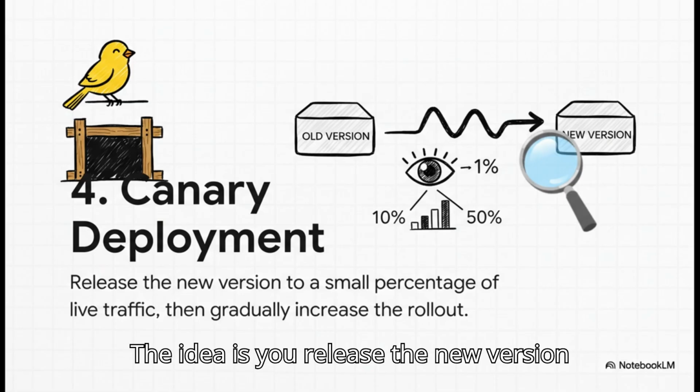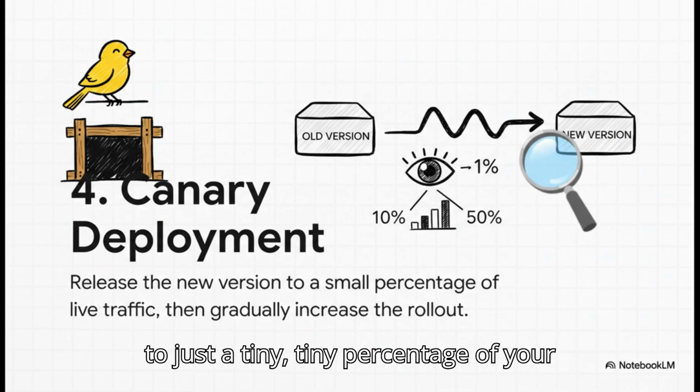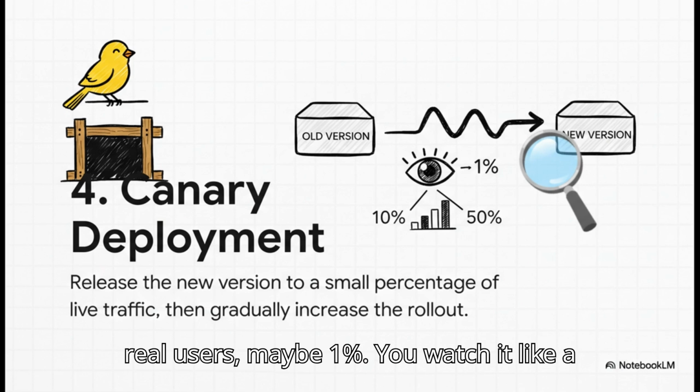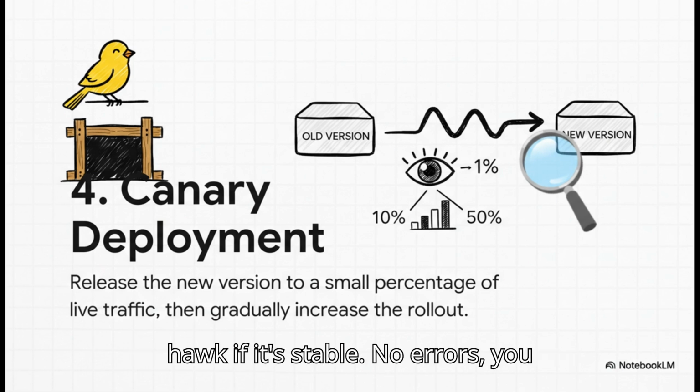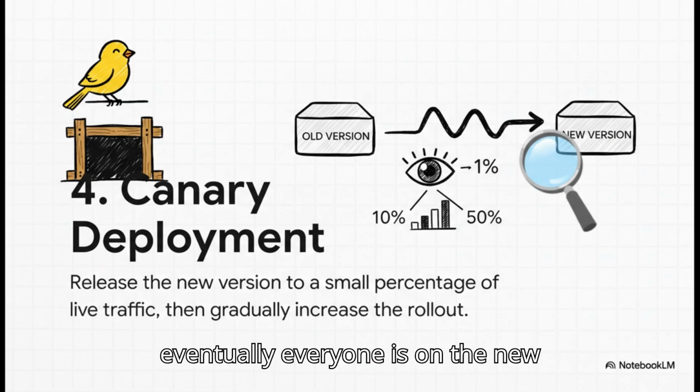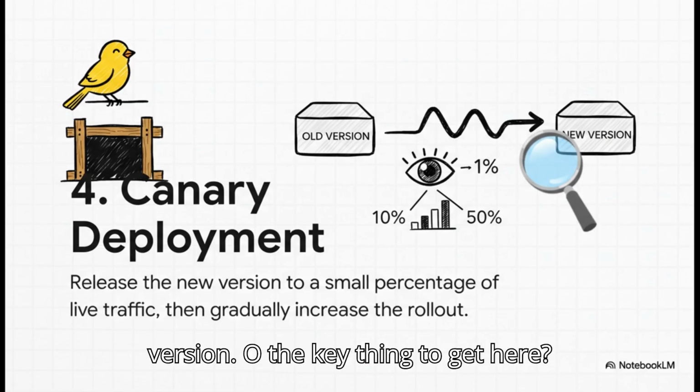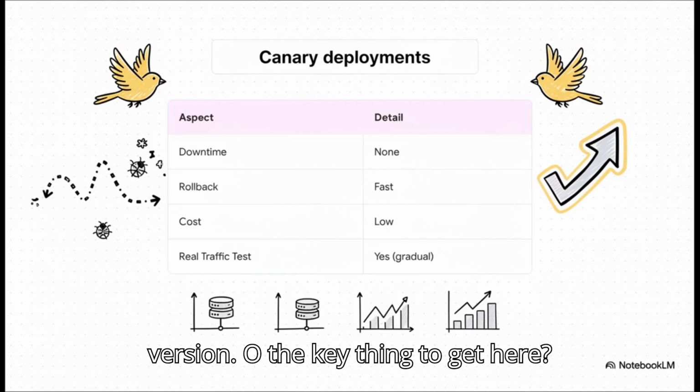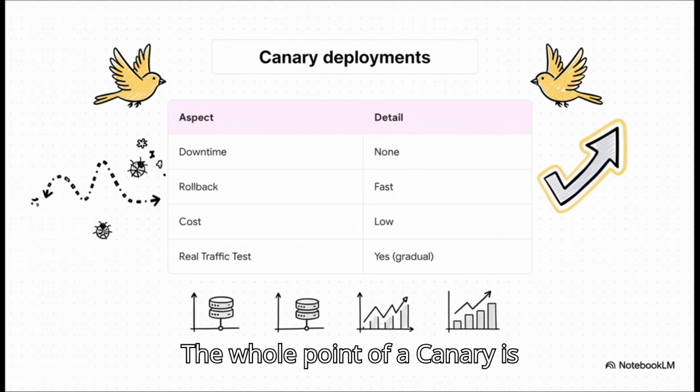The idea is you release the new version to just a tiny, tiny percentage of your real users, maybe 1%. You watch it like a hawk. If it's stable, no errors, you gradually dial up that percentage until eventually everyone is on the new version. So the key thing to get here, the whole point of a canary, is validation.